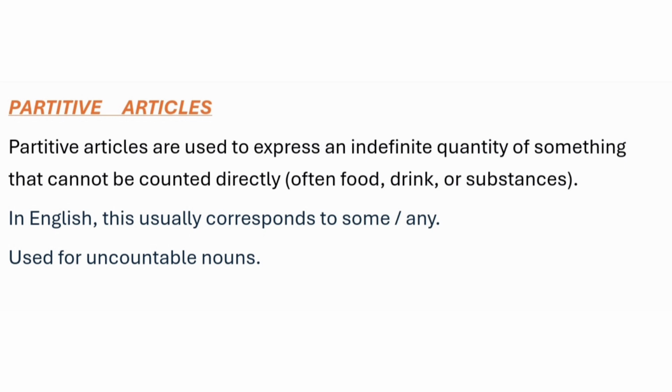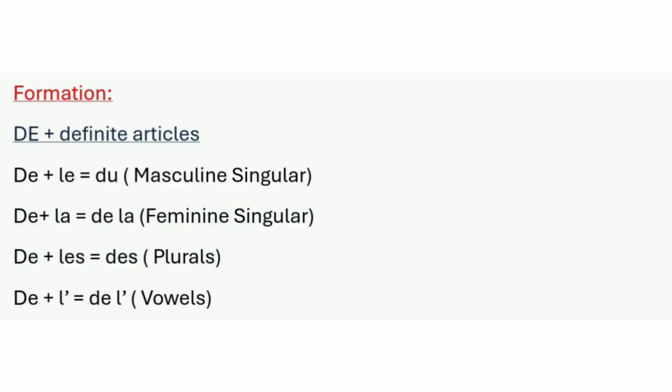Then let us look at the formation of partitive articles. How do we form partitive articles? A partitive article is formed by the preposition de and the addition of the definite articles to it. Let us look at the four cases based on gender and number.